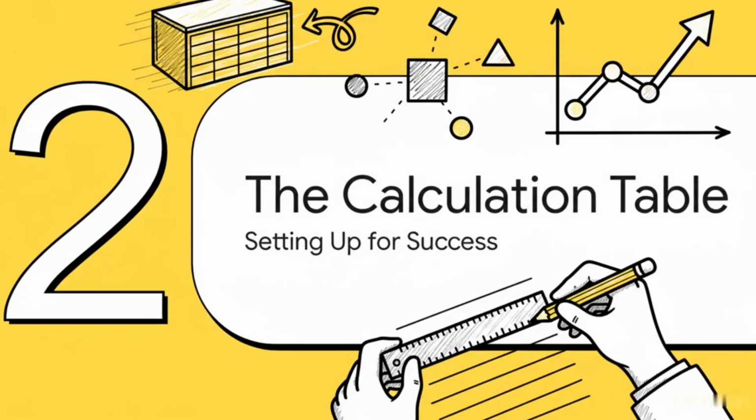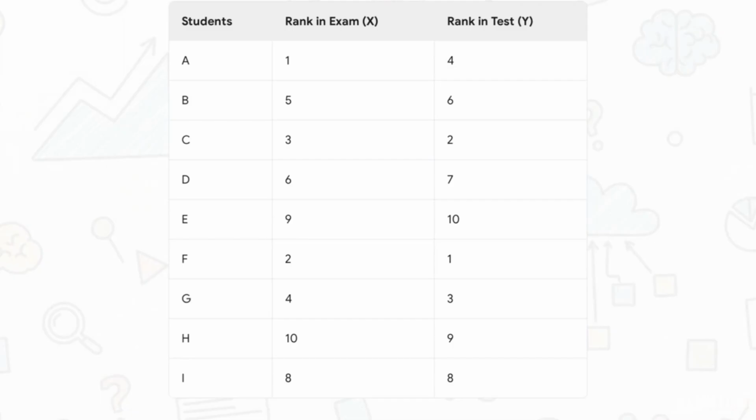All right, you ready to dive in? The absolute best way to tackle this calculation is to set up a nice, organized table. Trust me, this is going to be our foundation for the whole thing. So we'll start with our data. As you can see, we've got 10 students here. For each student, we have 2 pieces of information.